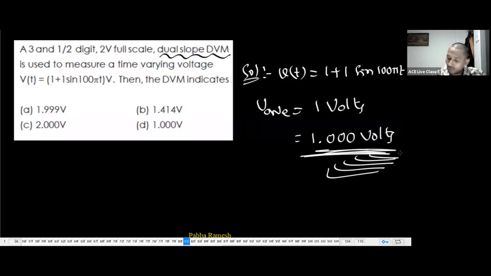But few people have given 1.999. Why? He is not asking about the 2 volts, which is the maximum; this is the input given. So the answer is this one. Clear?